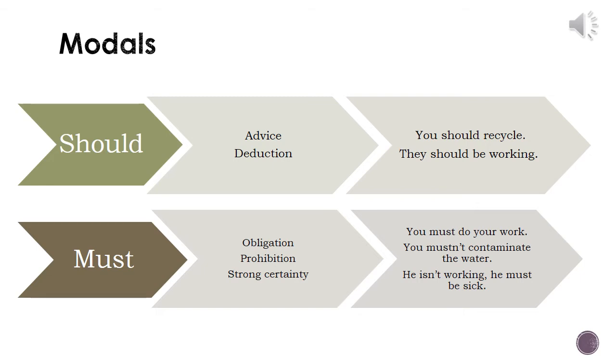On the other hand, we have must. Must is used for obligation, prohibition, strong certainty. For example, you must do your work. Usted debería hacer su trabajo. You mustn't contaminate the water. Usted no debería contaminar el agua. He isn't working. He must be sick. Él no está trabajando. Él debe de estar enfermo. Remember, should is for advice or deductions, and must is for obligation, a prohibition, or a strong certainty that something is happening.